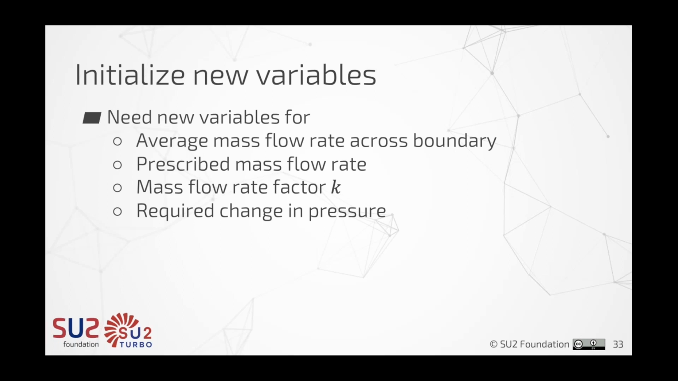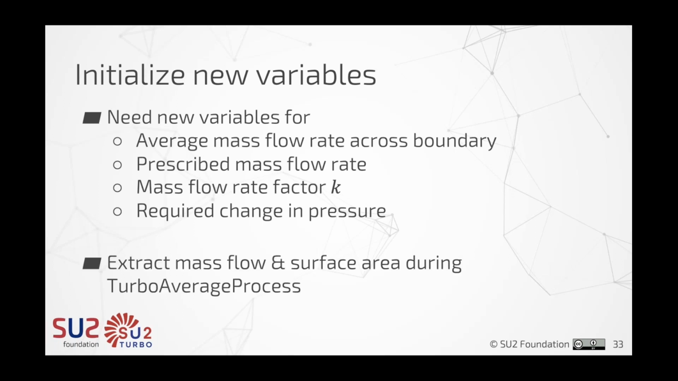So the first thing we'll do is this really simple method of calculating the mass flow rate, and then we'll go into something a bit more complex. Once we've done that, we need to extract the mass flow rate and surface area during the turbo average process, but that's for the second part, okay? So let's go.